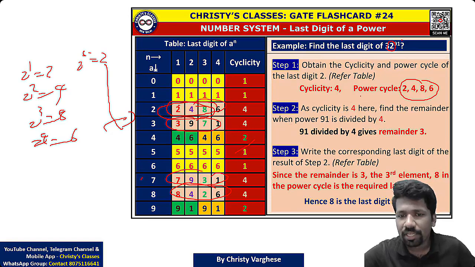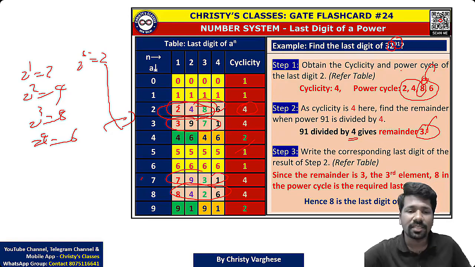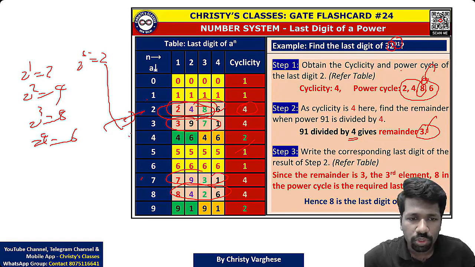So power cycle निकाला तो power, for example here 91 is the power. 91 को 4 से divide करिए क्योंकि power cycle में 4 elements है. उसका remainder निकालो. Remainder यहाँ 3 है, इसलिए third element in the power cycle will be the answer. This process is for 2, 3, 7, 8 ending numbers. बाकी numbers के लिए process बहुत ही simple है.